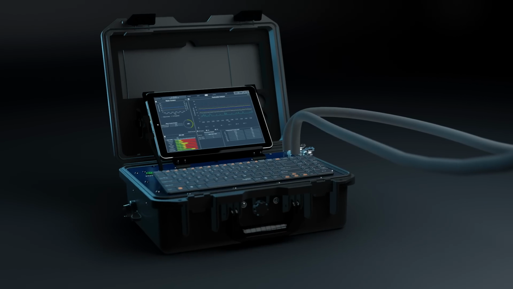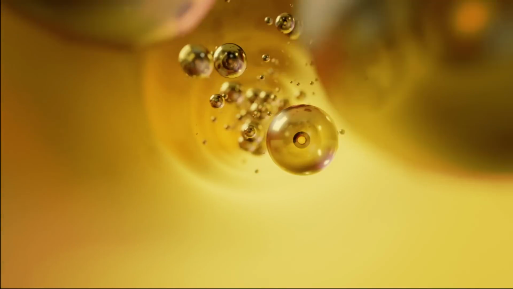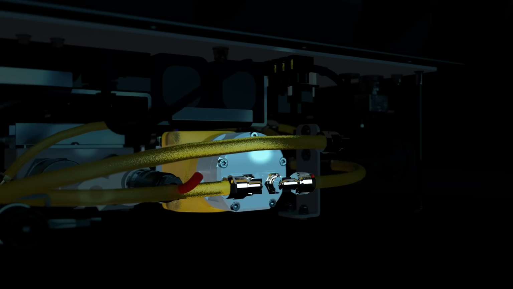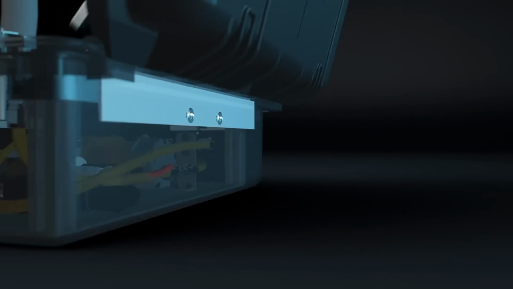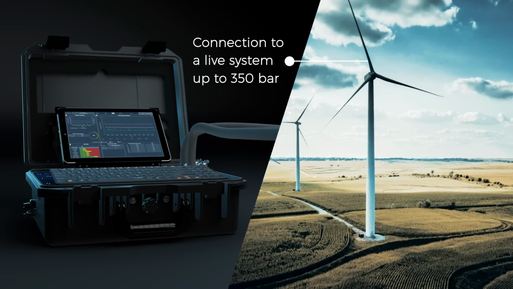Following its connection to a sample supply, the oil begins its journey through a high-torque stepper motor pump, delivering precise flow rates for even the most viscous of oils, up to 2,400 centistokes, and connection to a live system up to 350 bar.